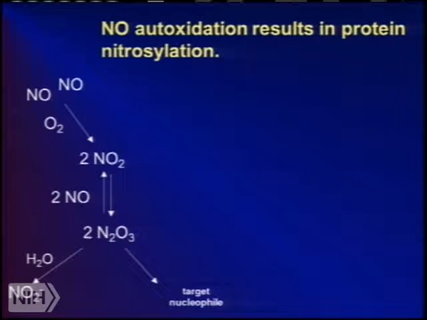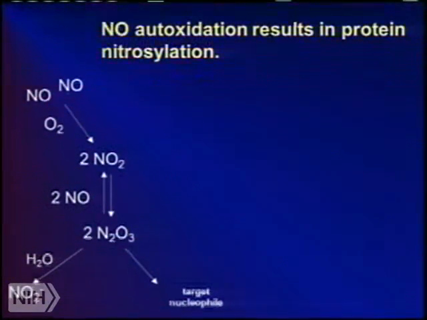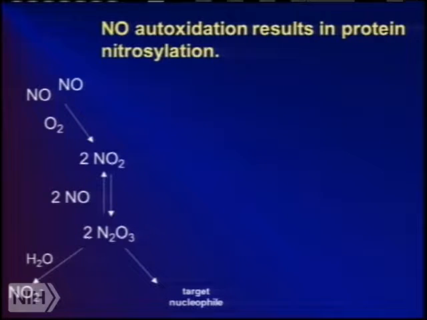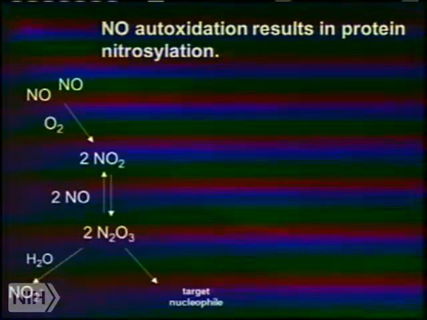So one of the key things that we see here is the nitric oxide then reacts with the oxygen to generate nitrogen dioxide, which can react with nitric oxide to yield dinitrogen trioxide. This can be metabolized with water to nitrate, or we can then target nitrosylation of key proteins.